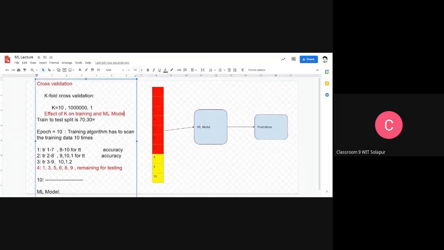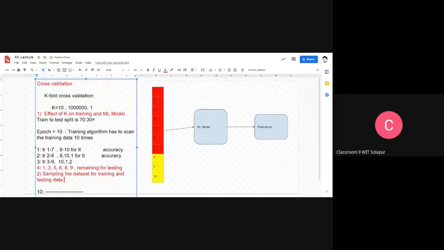So the second point I want you to note down and remember, after the effect of k, is something I call sampling the data set, sampling the data set for training and testing data. This is very important and affects the performance of a machine learning model a lot.